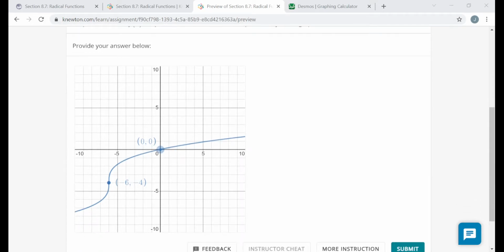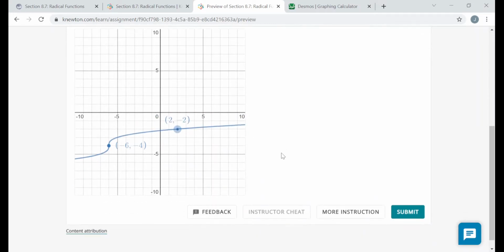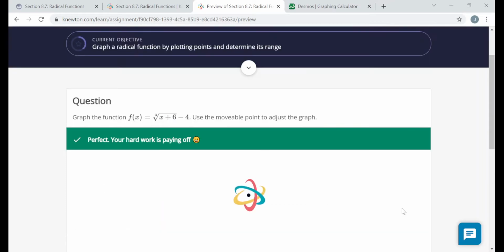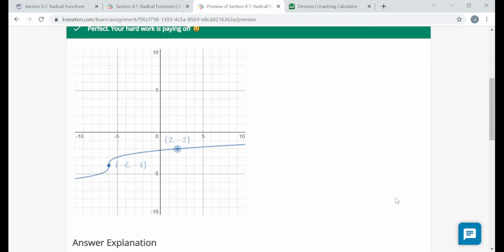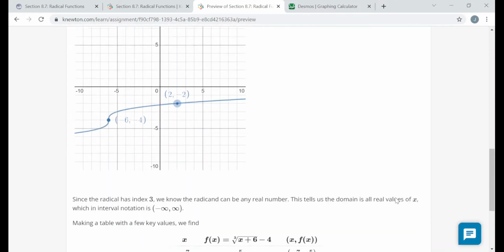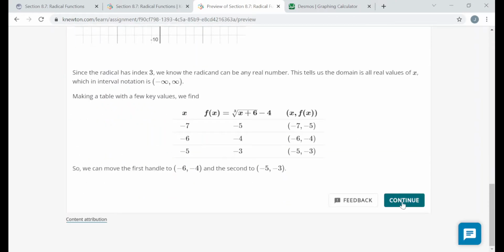But back on the assignment, it's even easier than this. They gave us one point, (-6, -4). You just need to move this movable point to another one. So how about (2, -2)? That's a point on this curve. And see, they fill in the rest of the cube root curve for us. That's it. Just move that movable point to some point that would be on the graph. All right, moving on.